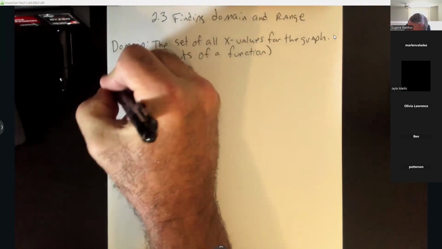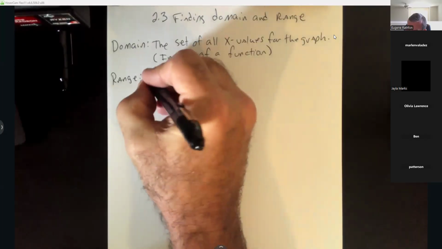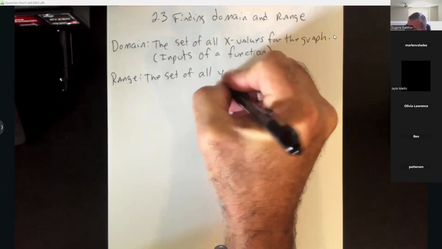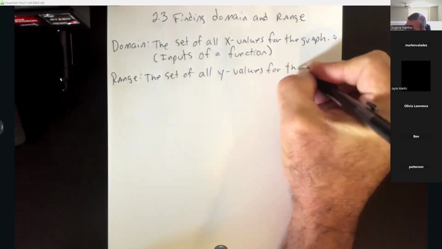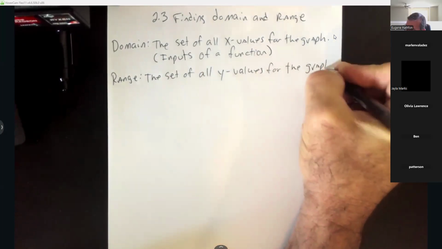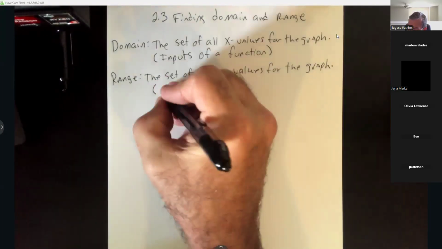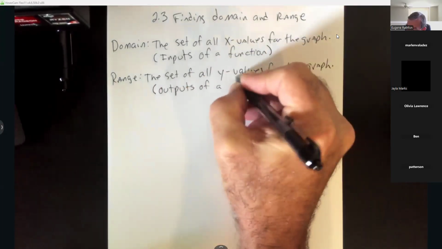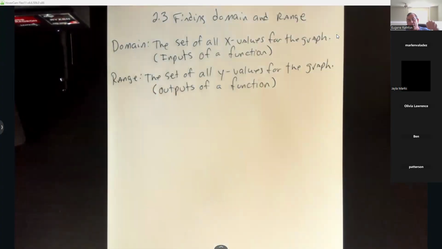And then your range, that's going to be the set of all y values for the graph. And you can look at these as the outputs of a function. So I'll put an x value in, I get a y value out of it, okay?